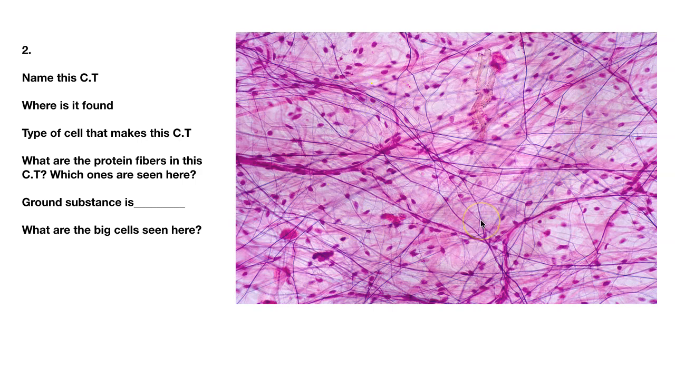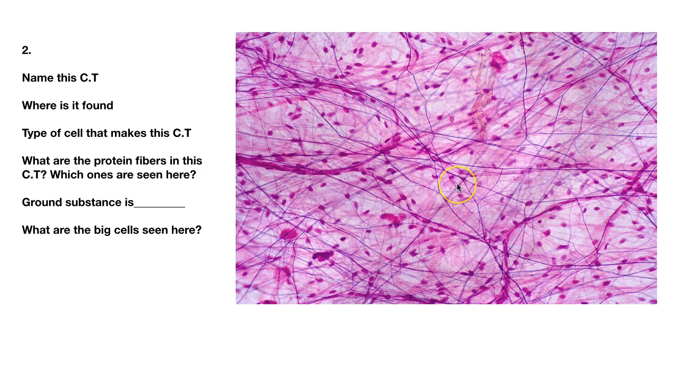This connective tissue, you look at it, you should just go, whoa, this is that pickup sticks pattern. This is a loose connective tissue proper. This is areolar connective tissue. Where is it found? I told you, always remember, areolar connective tissue is found underneath all epithelial tissue. What type of cell makes this connective tissue? These are all fibroblasts. Fibroblasts make the ground substance and the matrix.